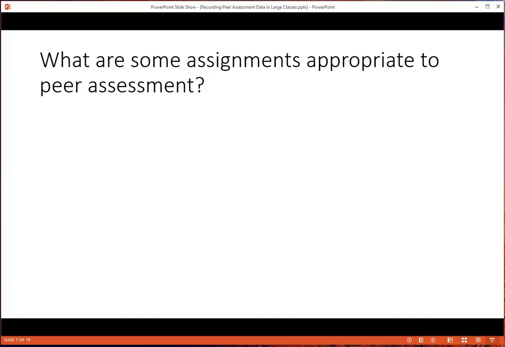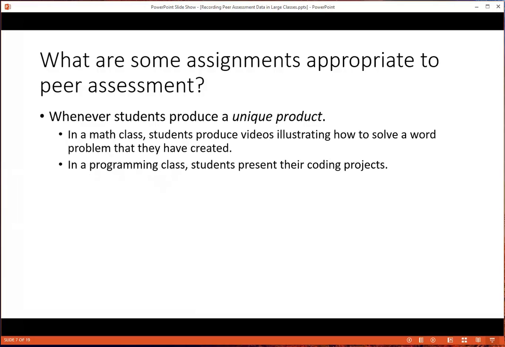So this idea of an appropriate assignment is a key one. And I love peer assessment, and I use it casually in lots of classes. But if we're going to take the time to record 900, 2,000 responses, we need to make sure we have an assignment that's appropriate. And that, again, like I said previously, this data is going to be useful. So the best ones are the ones where students produce a unique product, because that gives their peers something to assess. Here's a couple of examples.